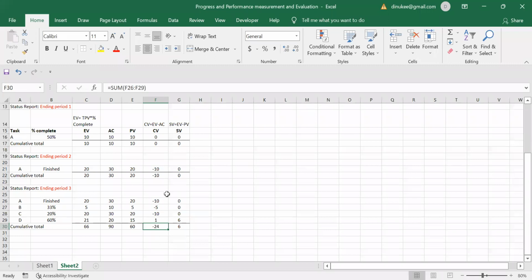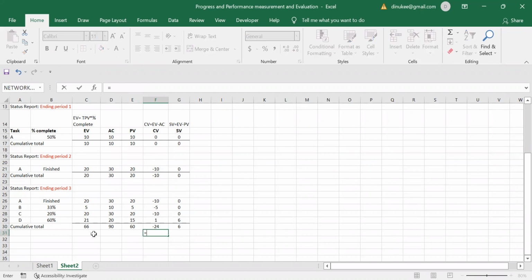Then what do we do here in the cost variance? We deduct the actual cost from the earned value. So by deducting the actual cost, we calculated the cost variance for each activity. Now, when you take the cumulative here, it should definitely be equal to the cumulative of earned value minus the cumulative of actual cost. After deducting that value, can you see whether you are getting similar values? Minus 24, right? So the cumulative value should be equal to the difference between earned value and actual cost.